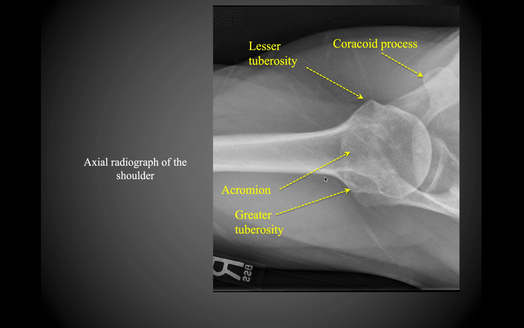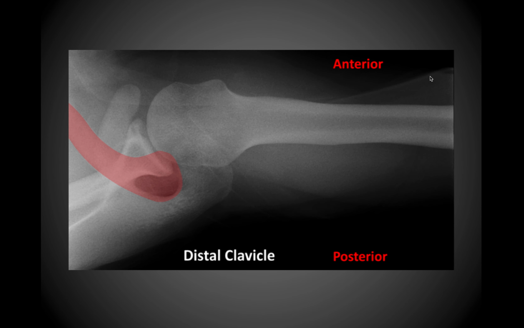And this is just another superior view. So now we can see a couple other features of the humerus as well. You can see the lesser and greater tubercles or tuberosities. You can also make out the acromion process. And then also up here, you can see the coracoid process.